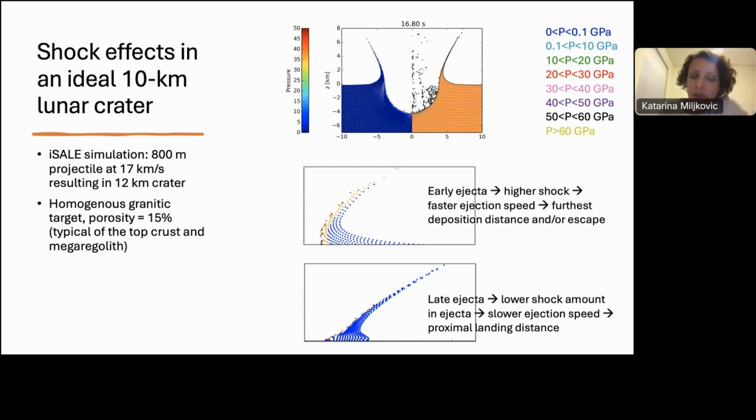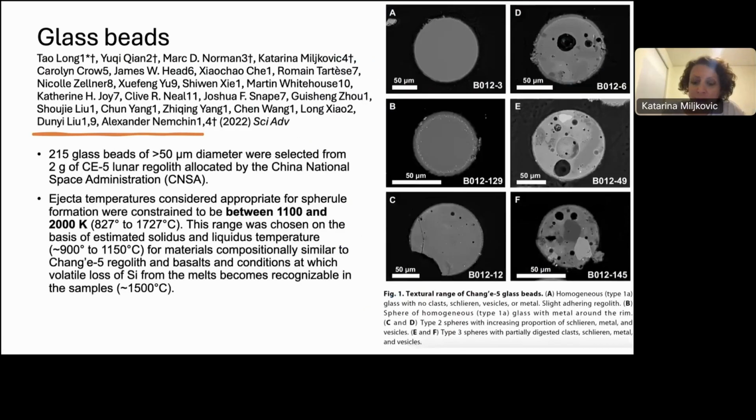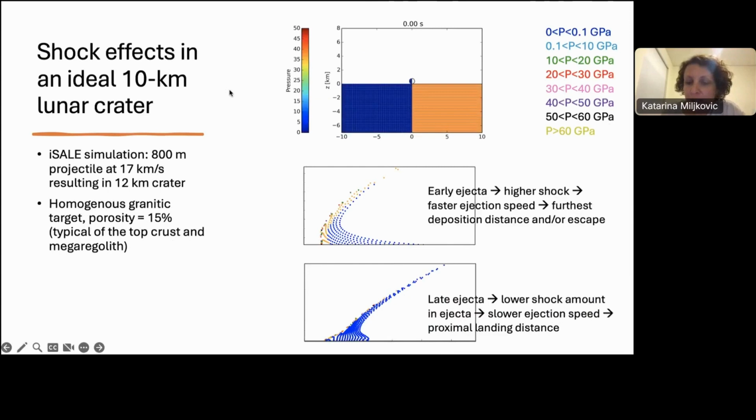We can do that for the late ejecta as well, but what we're seeing is that the early ejecta is subject to higher pressures. It's moving the fastest, and therefore it has the furthest deposition distance, the furthest landing distance, unless it's escaping lunar gravity. It needs to move faster than 2 kilometers a second to be capable of leaving lunar gravity, so not that fast. Then we can let the simulation run a bit longer and start capturing later ejecta. Later ejecta is moving slower.